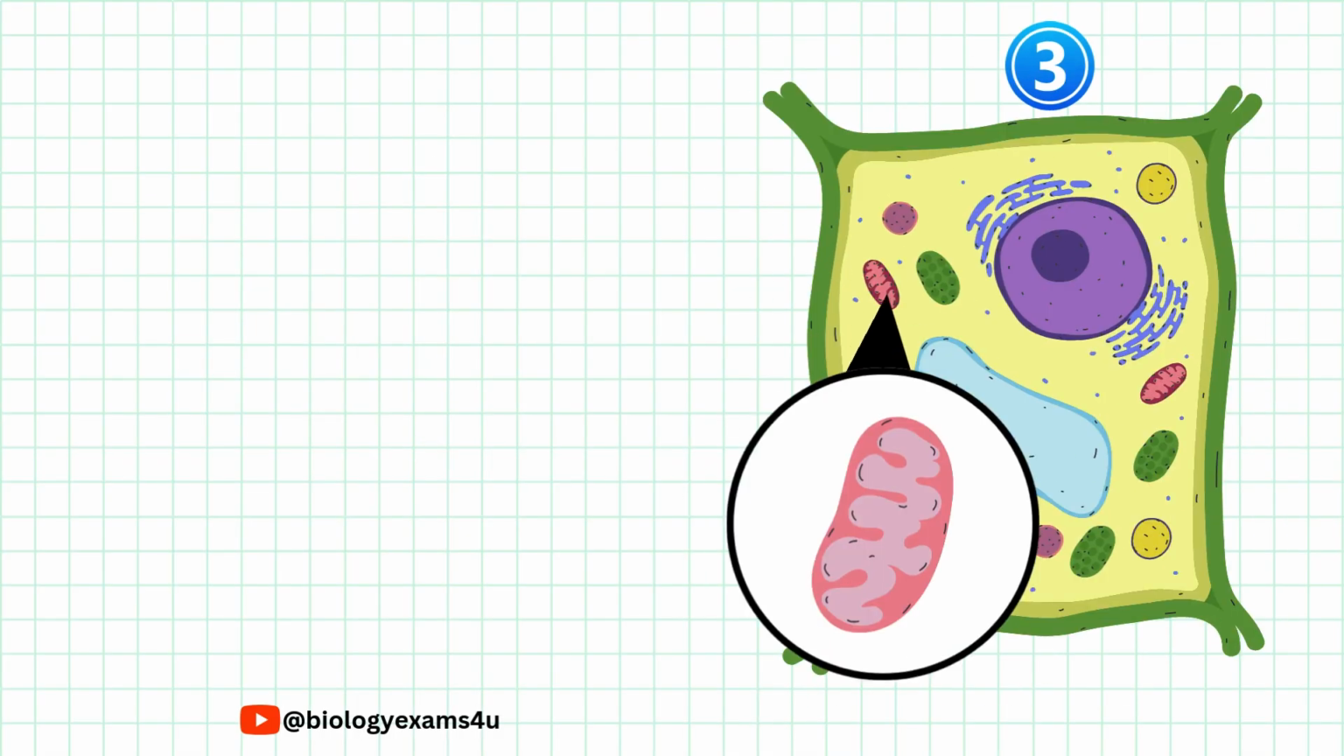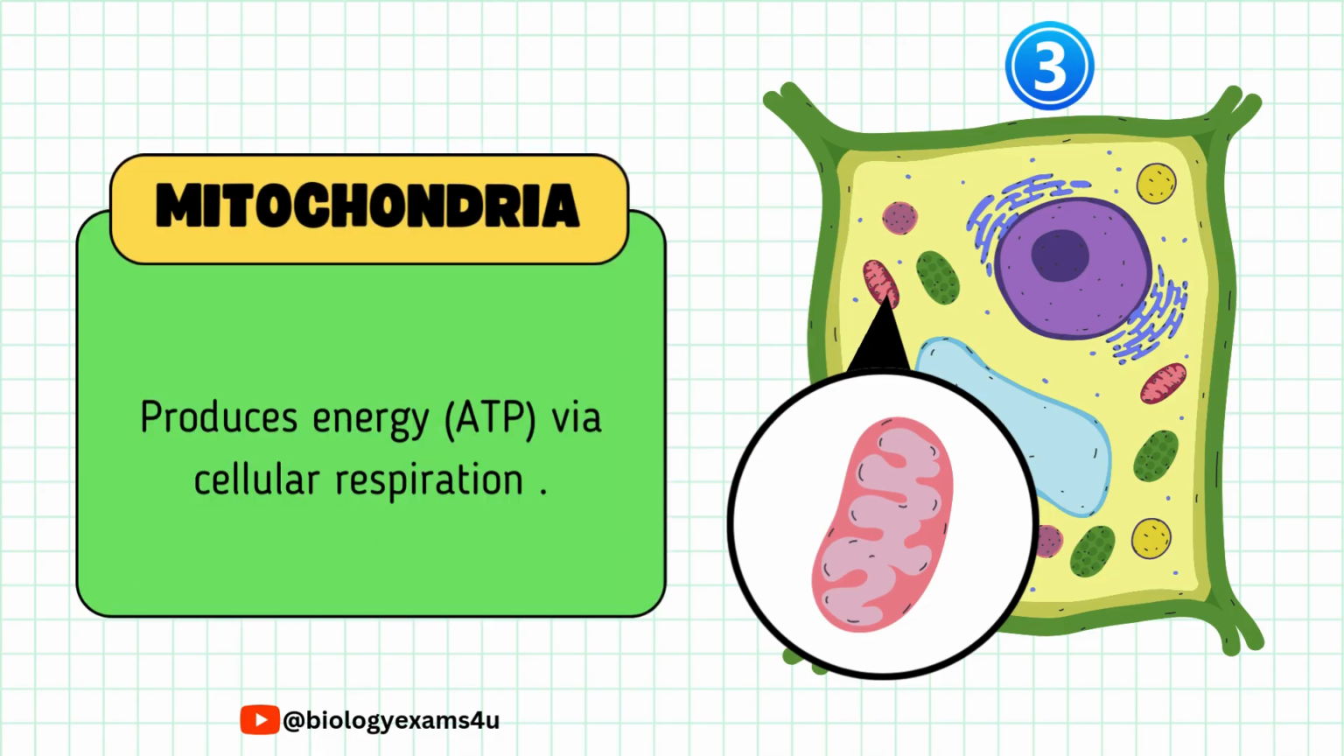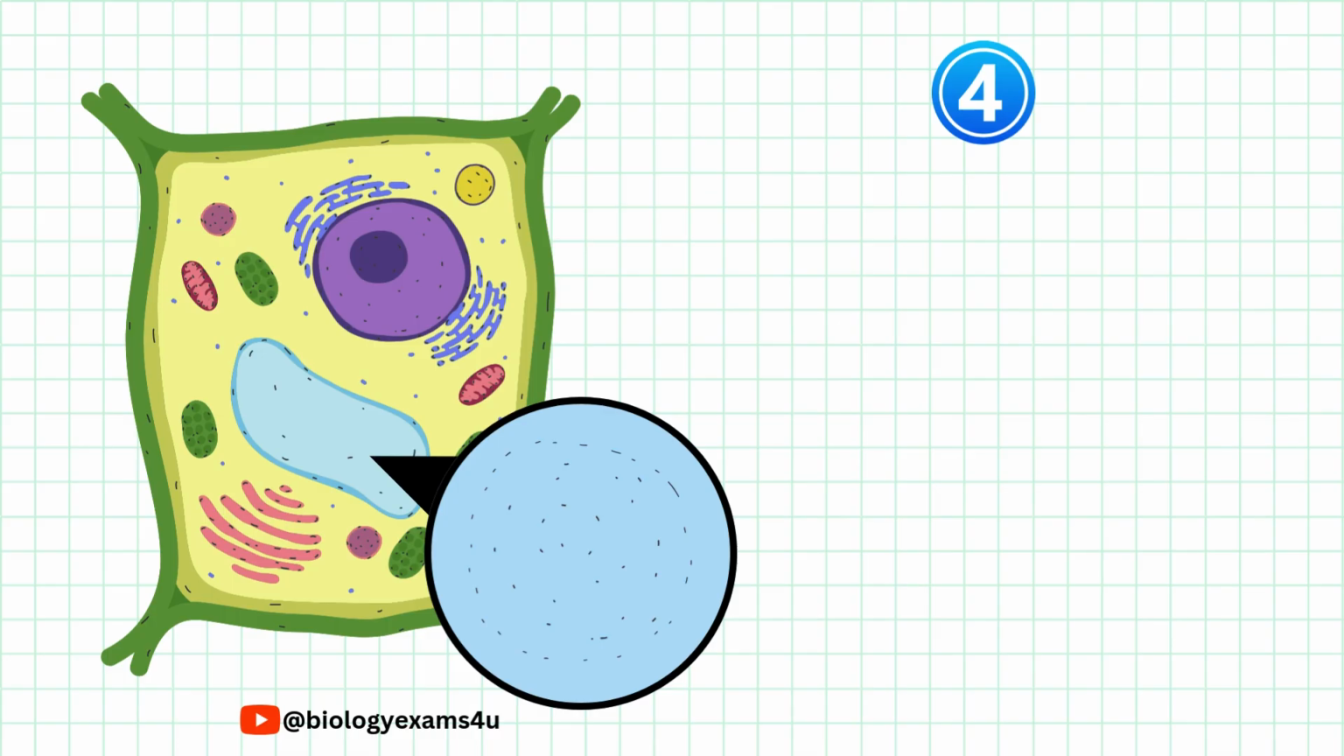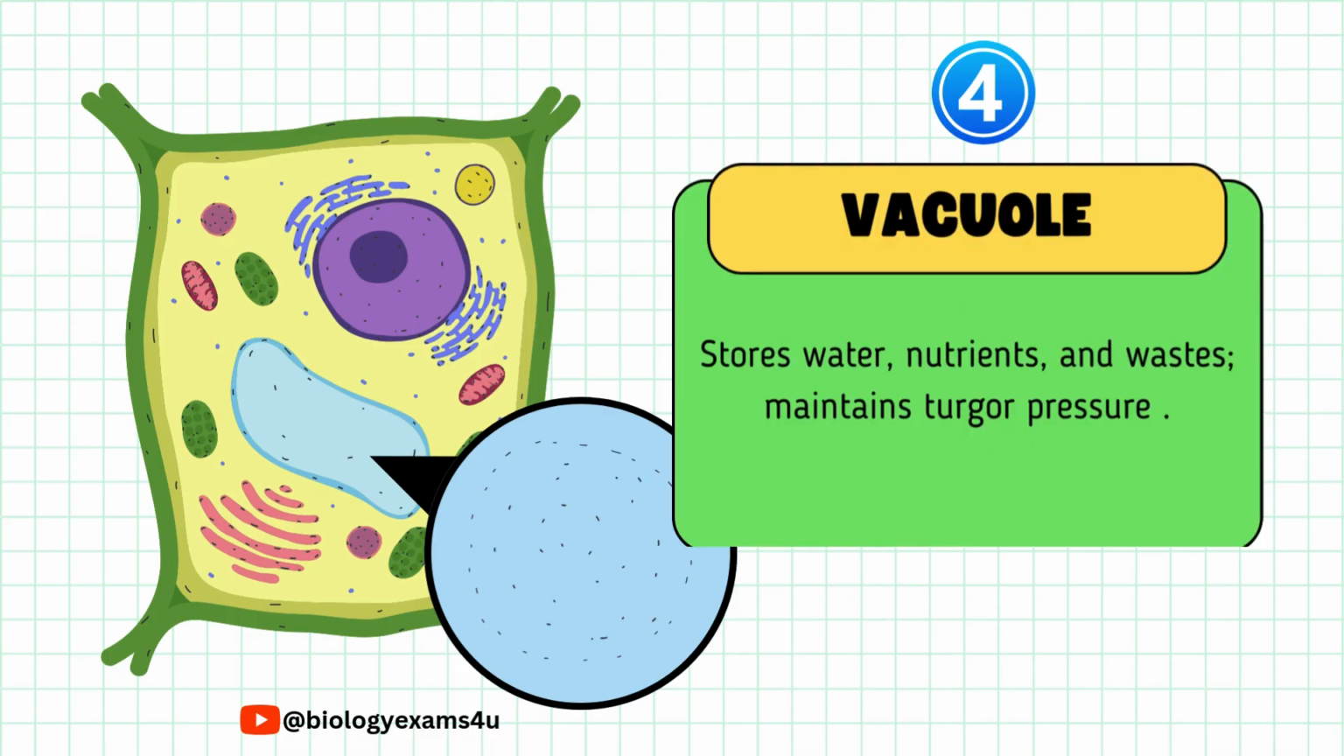Question number 3. And you have 3 seconds. The answer is mitochondria that produces energy via cellular respiration. Question number 4. Yes, it is a vacuole that stores water, nutrients, and waste, and maintains the turgidity of the cell.